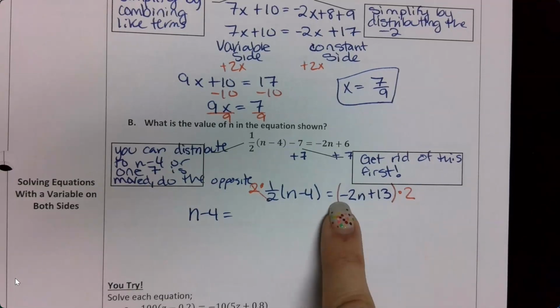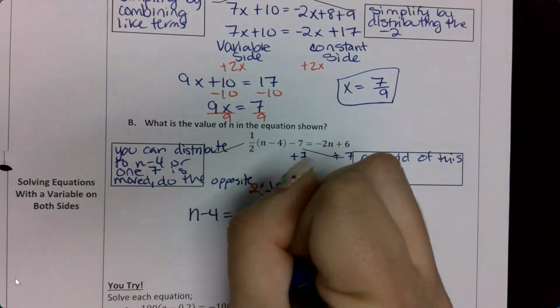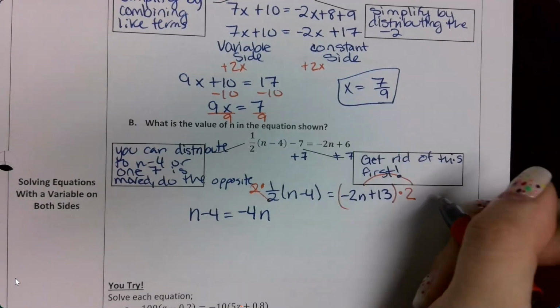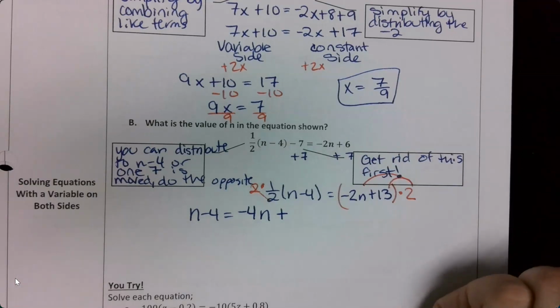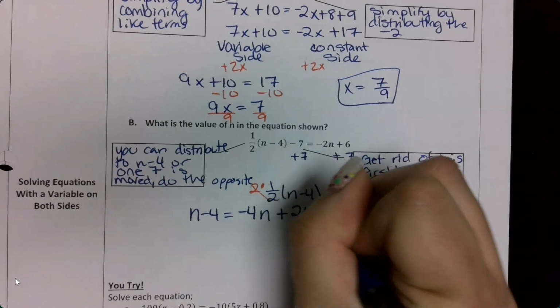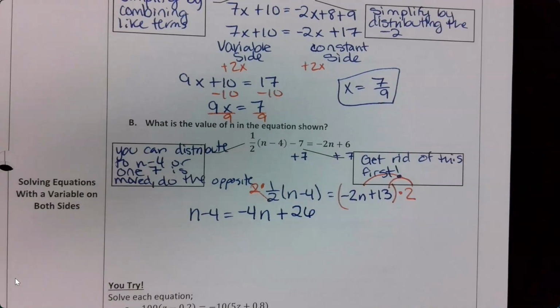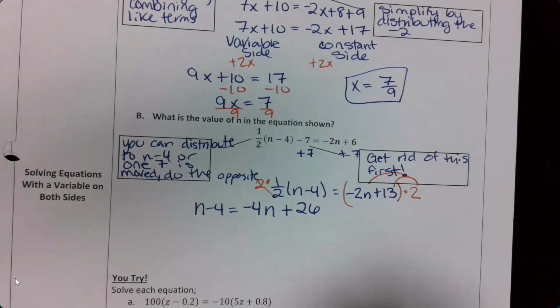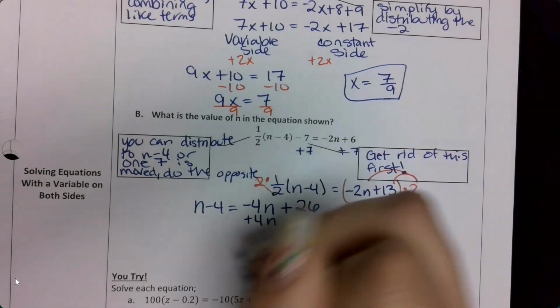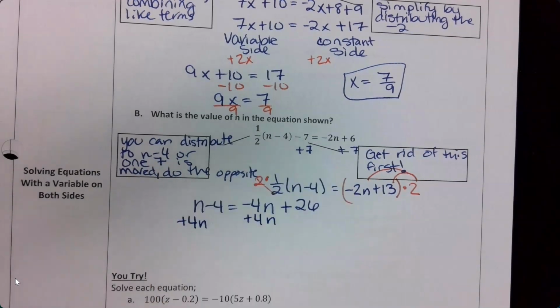It's a positive 2 times a negative 2. So it's going to give me negative 4n. And then I'm going to do the 2 times the 13. Okay, what do you guys want me to do next? The regular 4? Without the variable? Oh, the 4n? Okay, so I'm going to add 4n to both sides, because the opposite of a negative is positive.